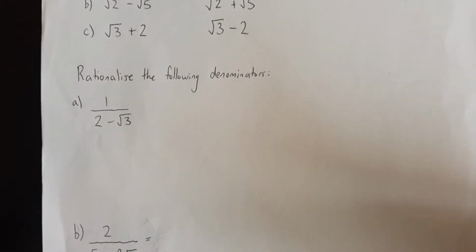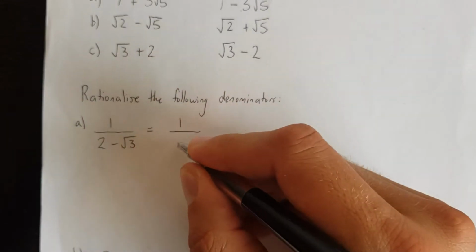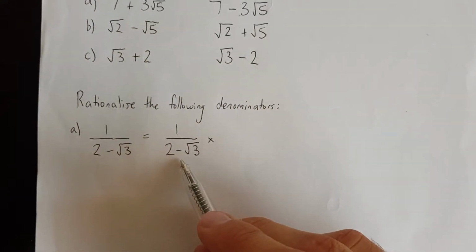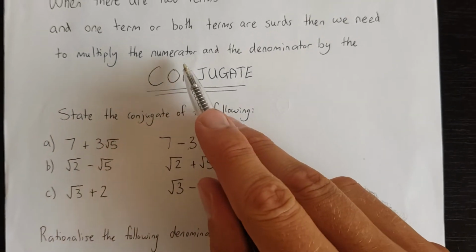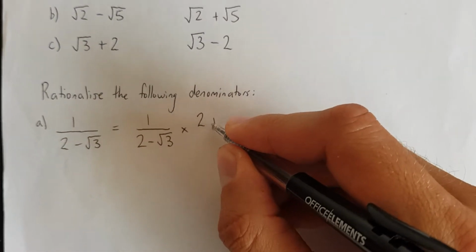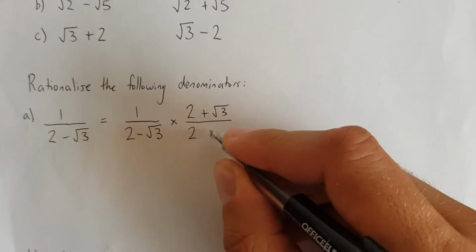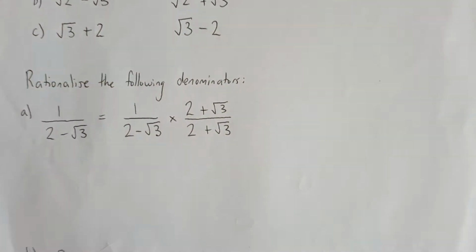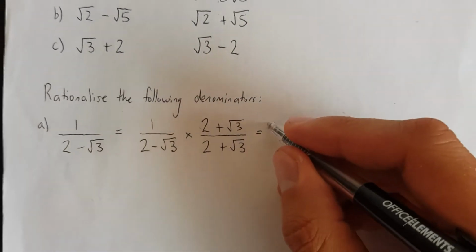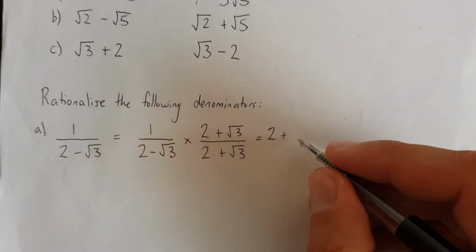So let's rationalize the following denominator. Okay, it's going to be this term here times, we need to times it by the conjugate on both the numerator and the denominator. So 2 plus root 3 over 2 plus root 3. Okay, so the numerator, 1 times 2 is just 2. Positive times a positive, positive. 1 times square root 3 is square root 3.